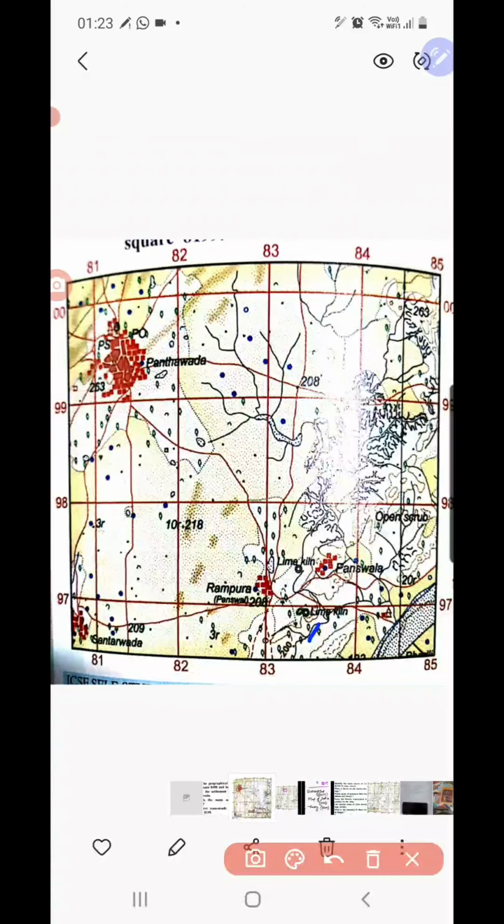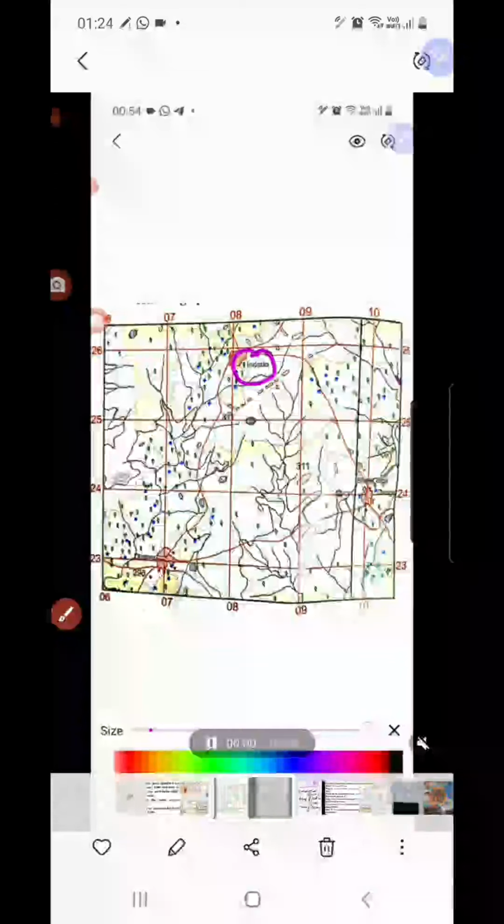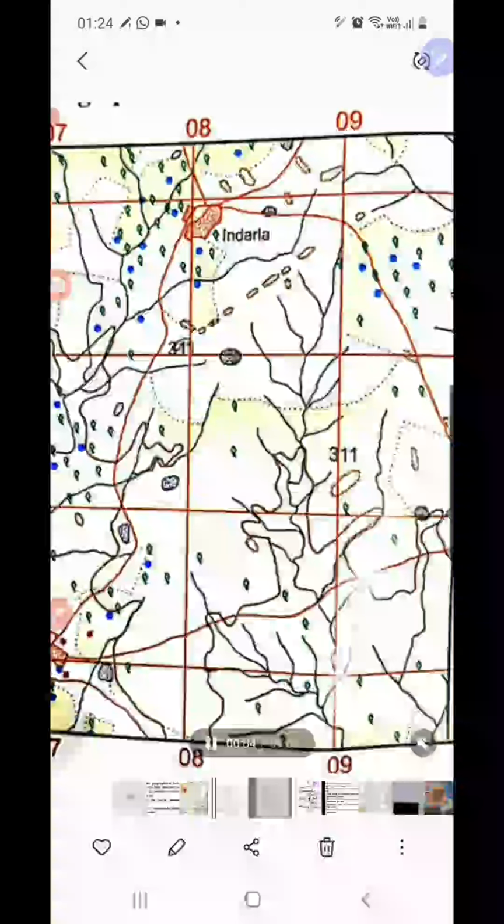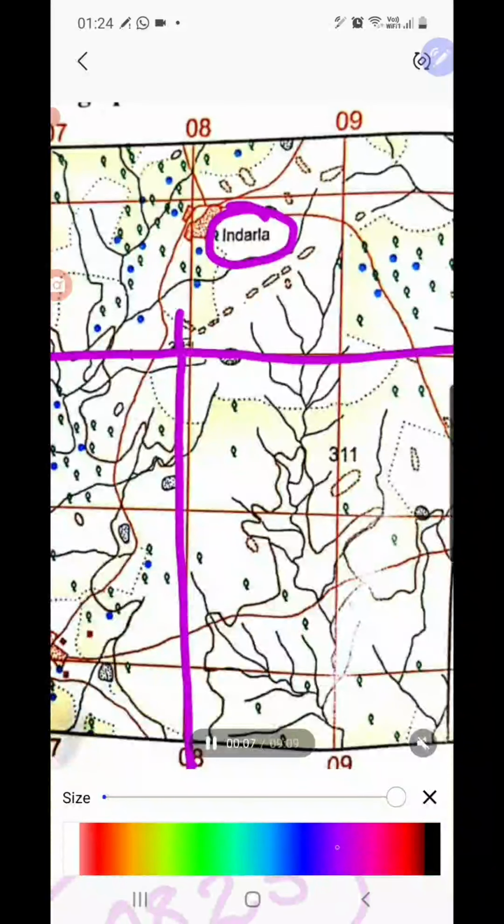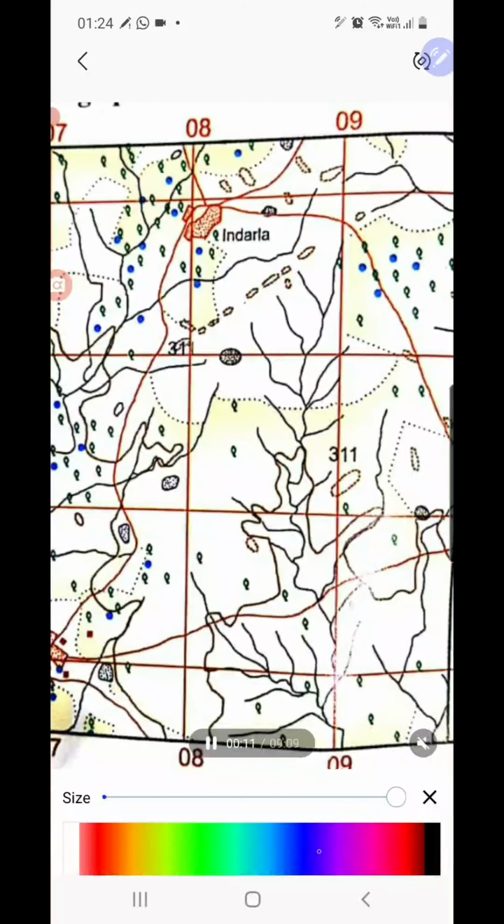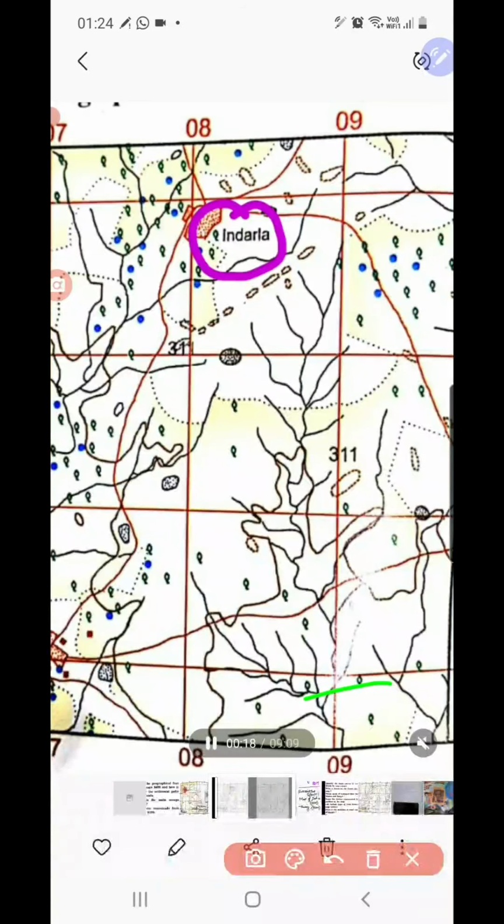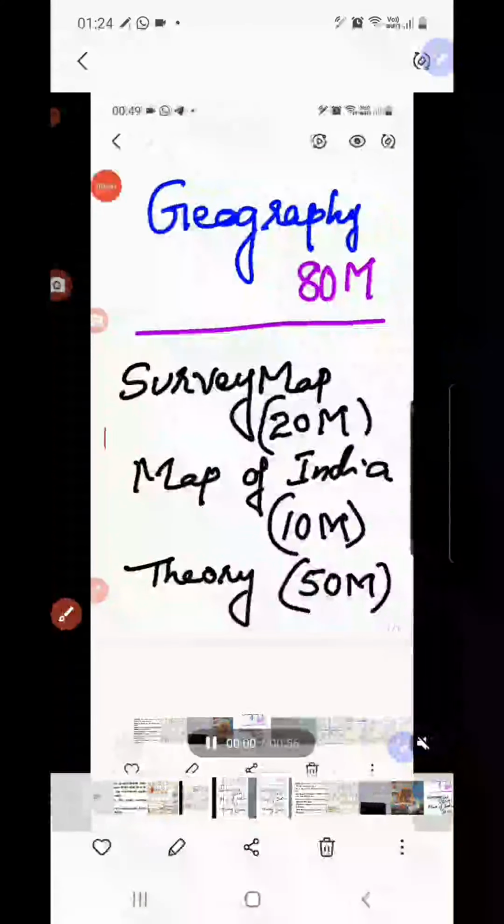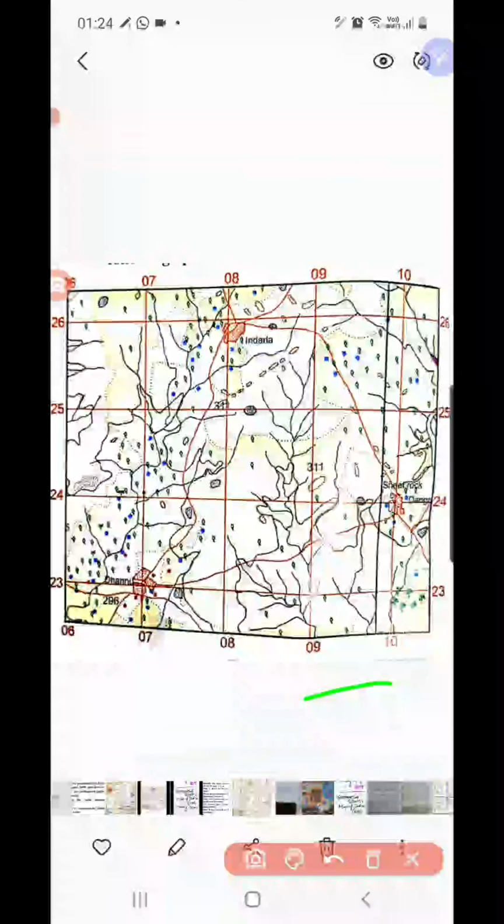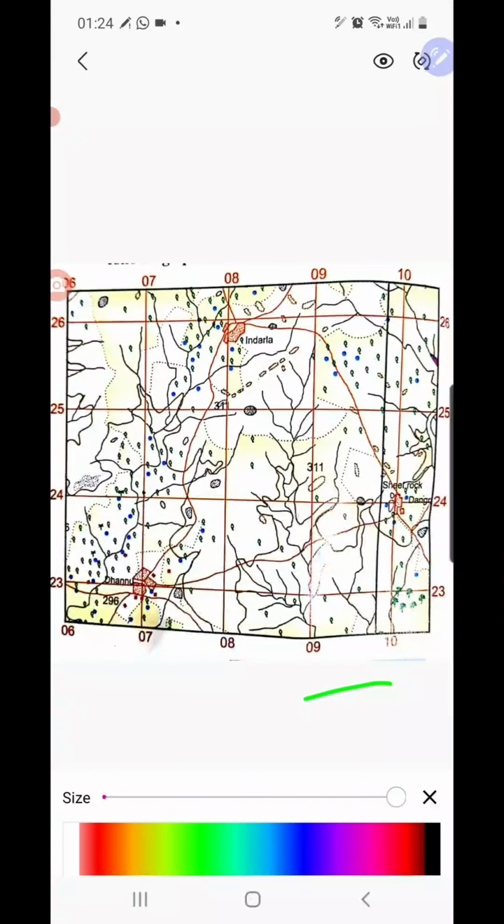Understood? See here, this map you see. Let's focus on one particular grid square. See here, okay, let's see this particular grid square. In this, which are the natural features? You can find the drainage pattern, otherwise you can say dry stream. All these black lines, no? These black lines you can indicate as dry stream. So they can write dry stream, natural feature.